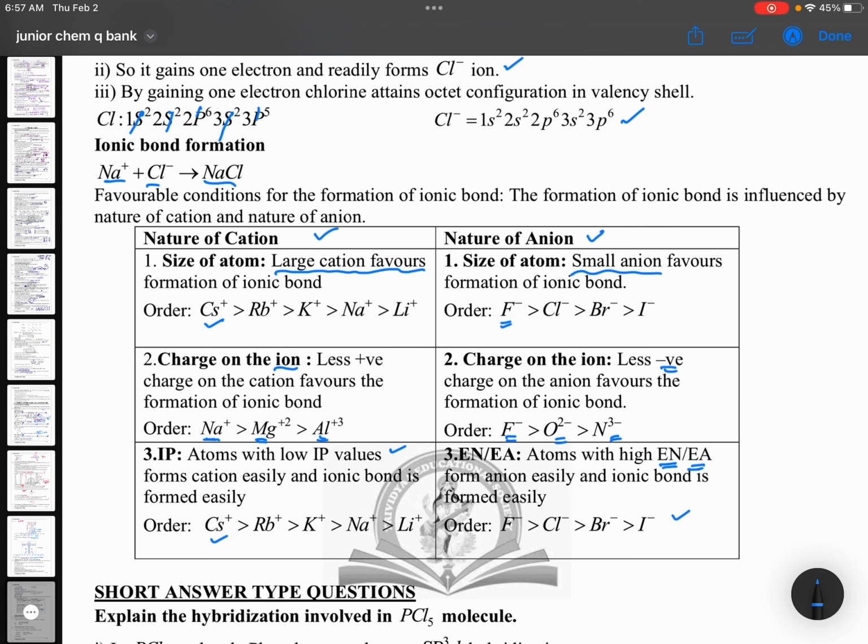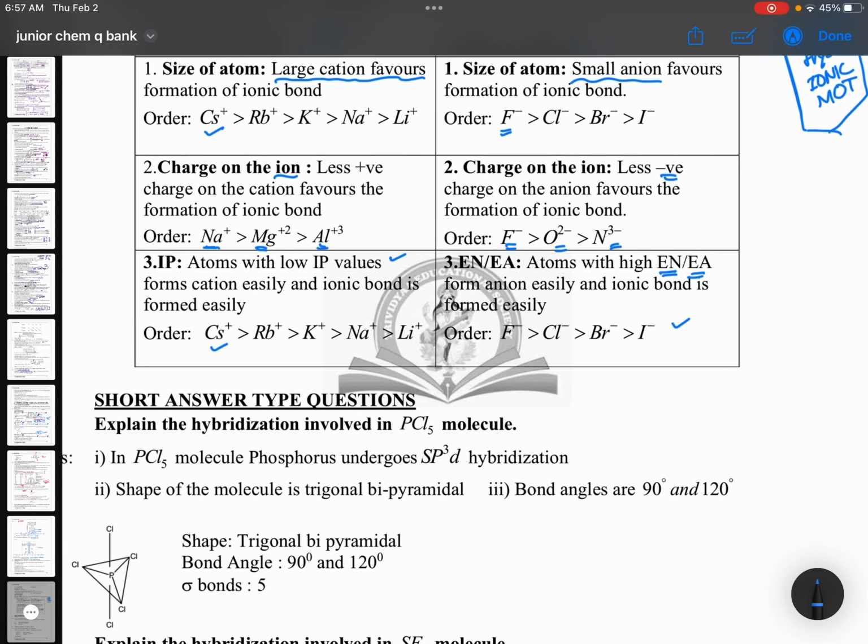These are the 4 questions. Now VSEPR theory, hybridization, ionic bond formation, and molecular orbital theory. Questions will definitely come from these 4 only, 100%. Other hybridization questions can be asked, which we will discuss under the category of short answer type questions.